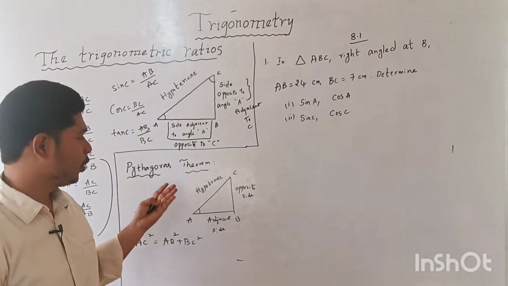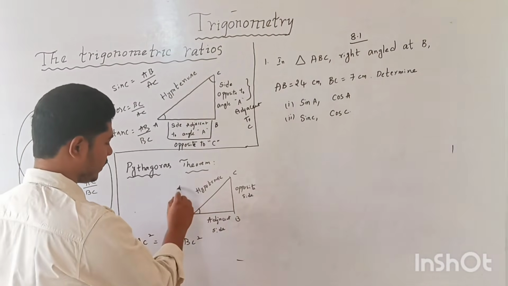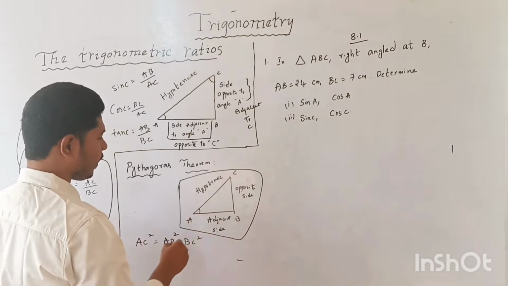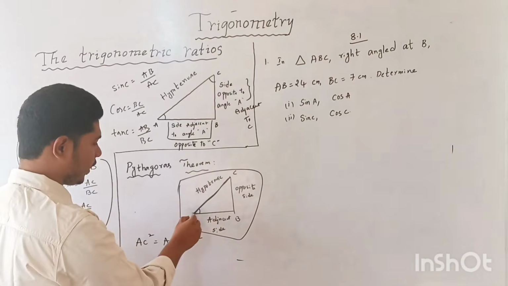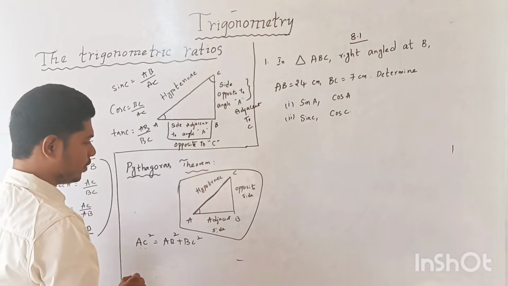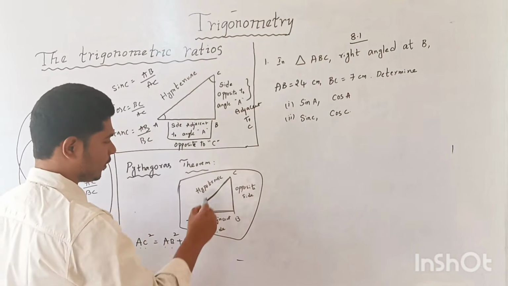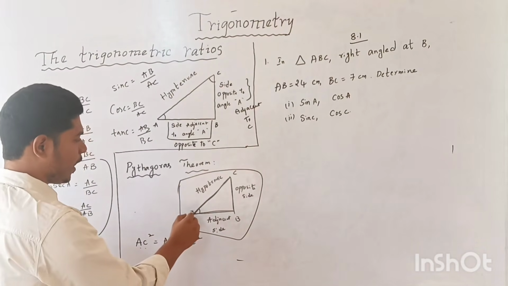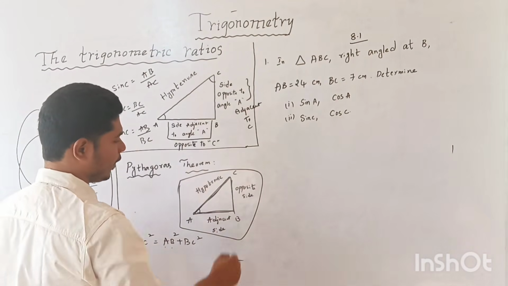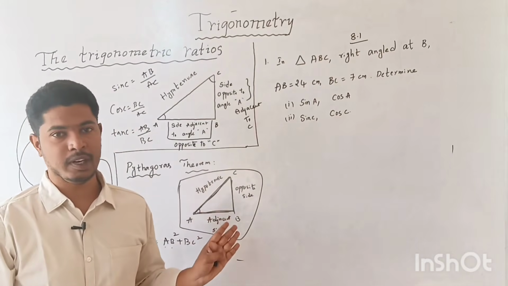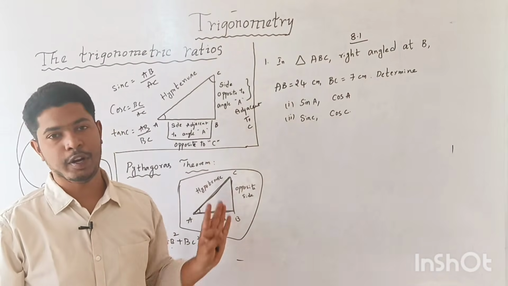Apart from that, we have to know the Pythagoras theorem. The Pythagoras theorem is very simple. In a right angle triangle, the longest side is called the hypotenuse. Hypotenuse square, that is AC square, is equal to AB square plus BC square. According to the Pythagoras theorem, hypotenuse square is equal to adjacent square plus opposite square. With the help of these 2 theorems, we are going to solve all the problems in the 8.1 exercise.